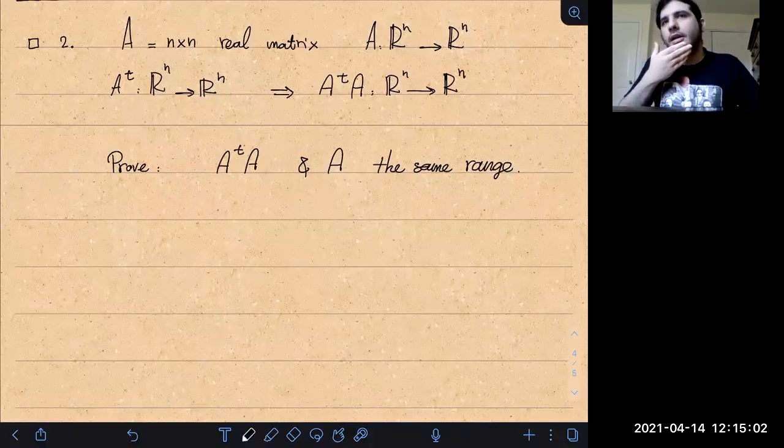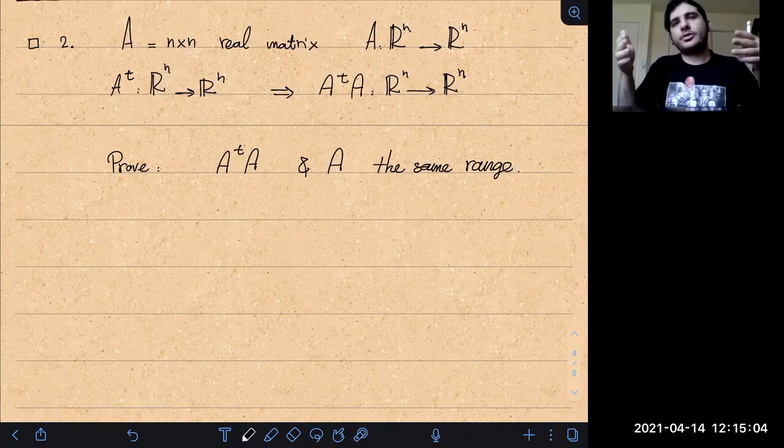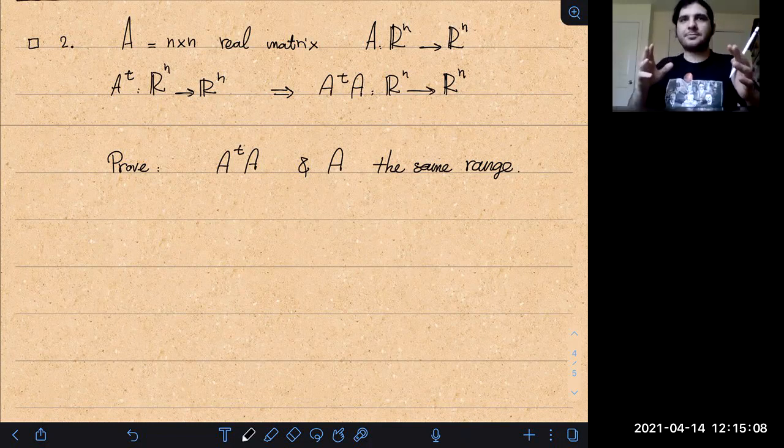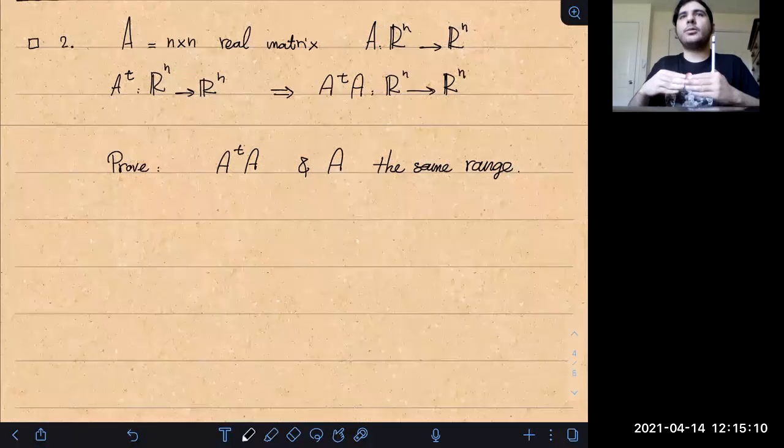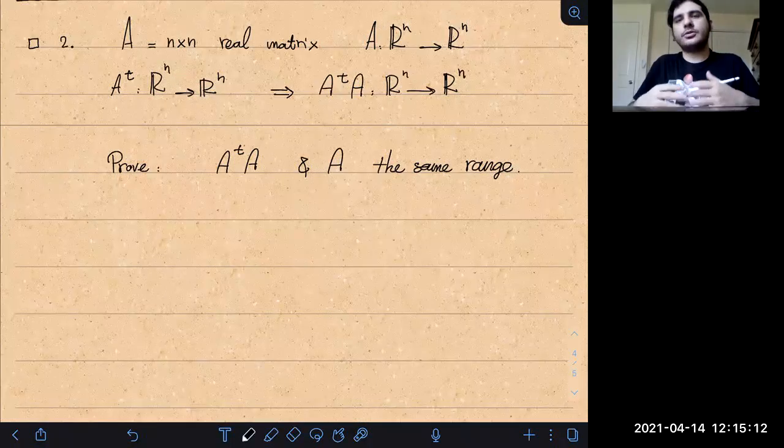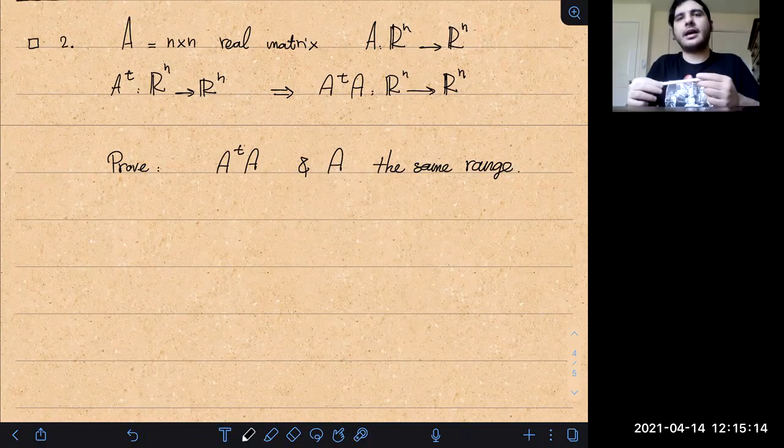So in general, how do you think we should try to approach this question? We have two linear maps, and we want to show that they have the same range. How can we do that? Give me your idea, not necessarily the final answer.